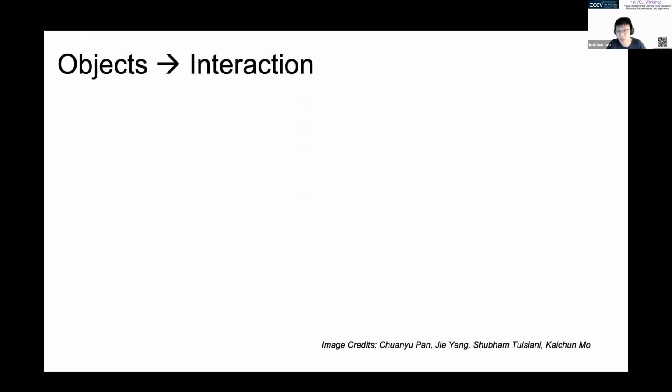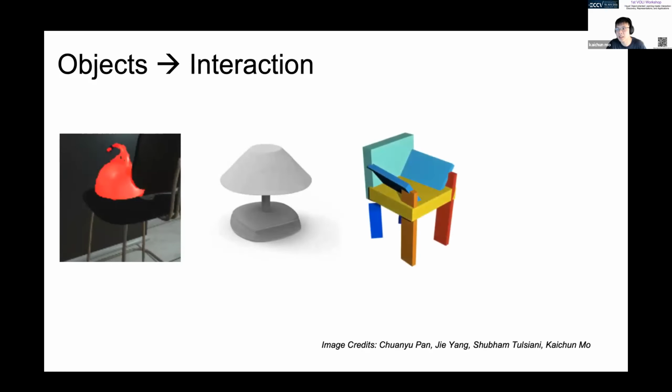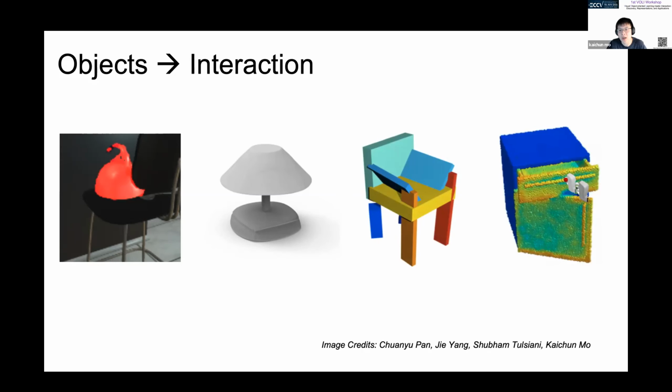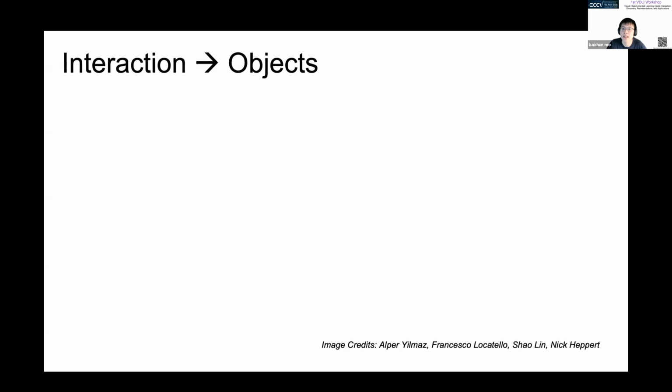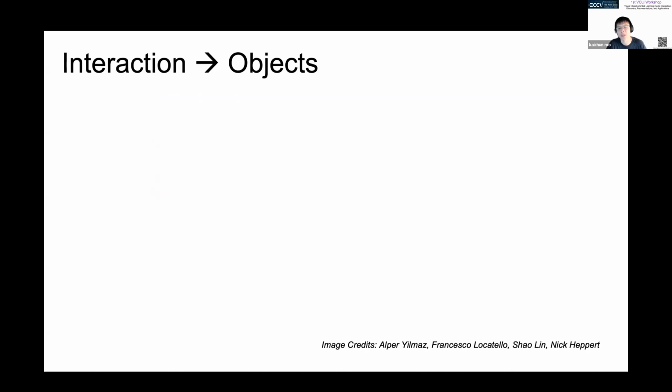So when objects meet interactions, on one hand, we want to learn visual representation of the object for downstream interaction. So we may want to learn the segmentation of an object, the 3D geometry of it, the part semantics, or the manipulation affordance, or other geometric, semantic, or functional information of the objects, just for the downstream interaction tasks.